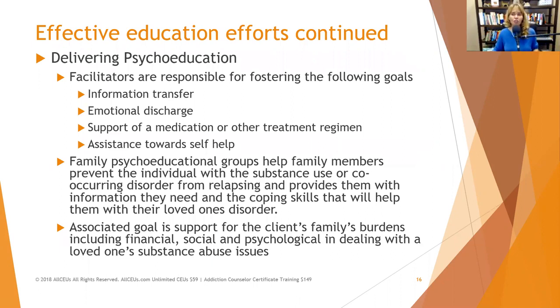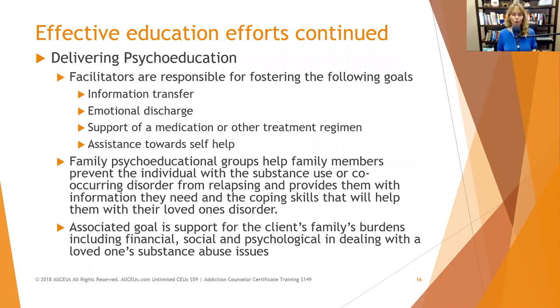Family psychoeducational groups help family members prevent the individual with the substance abuse or co-occurring disorder from relapsing, and provide them with information they need and the coping skills that will help them with their loved one's disorder. Recovery is a family process. So we need to educate the family on, okay, Jim Bob used to react this way to stress. Maybe he had no coping skills at all. And these are the coping skills that he's learned. And this is how he's going to try to react now. And this is how you can support him in these new behaviors.